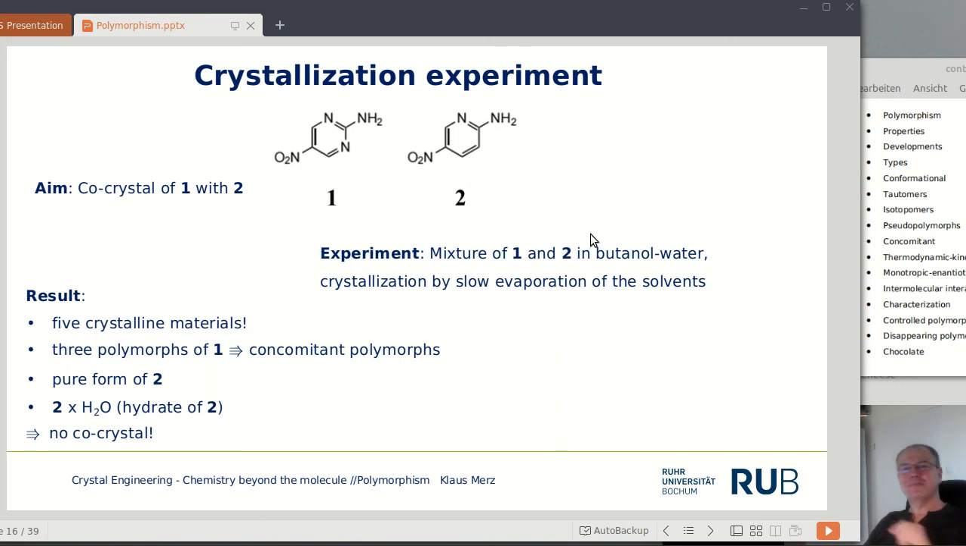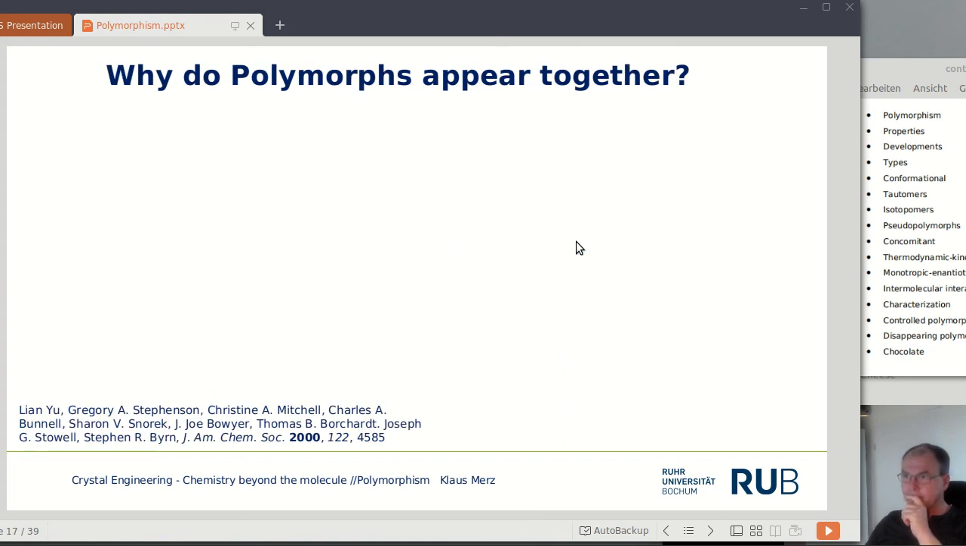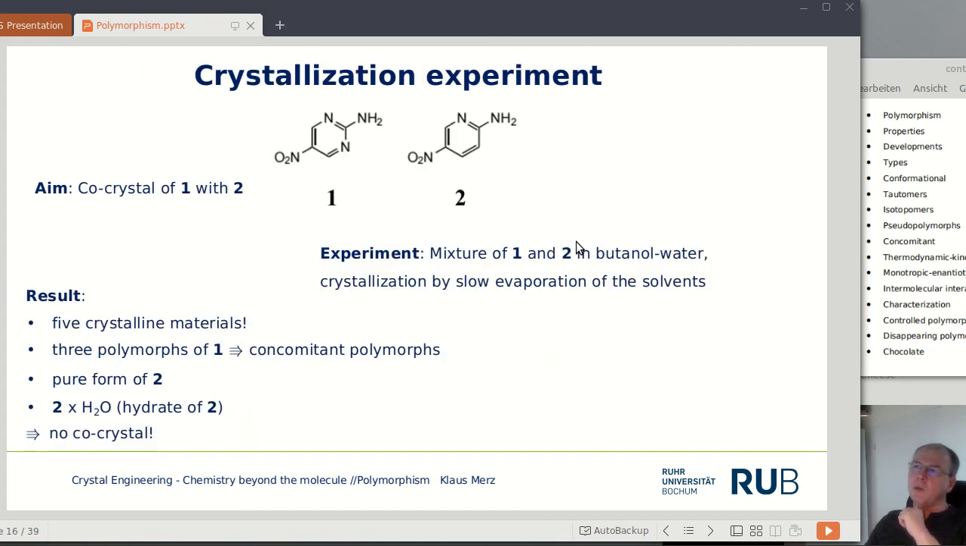You see, with theory and practice, it's not so easy to think about what could happen or to predict any results. A very nice example, sometimes really amazing crystallization. And the question is why? In general, what is the reason that you can obtain concomitant polymorphs? What is the reason that you can obtain such different crystalline materials?